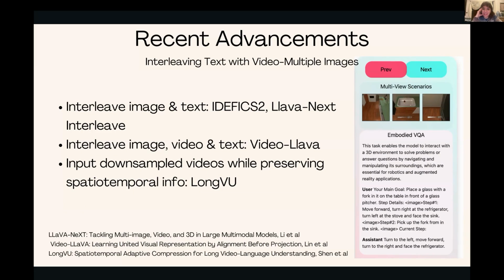Another advancement is being able to have interleaved inputs, in the sense that you can refer to the images through the text, so that you can just make references. For instance, in here, you have multiple images of a fork's position, and it can be used for stuff like embodied agents.